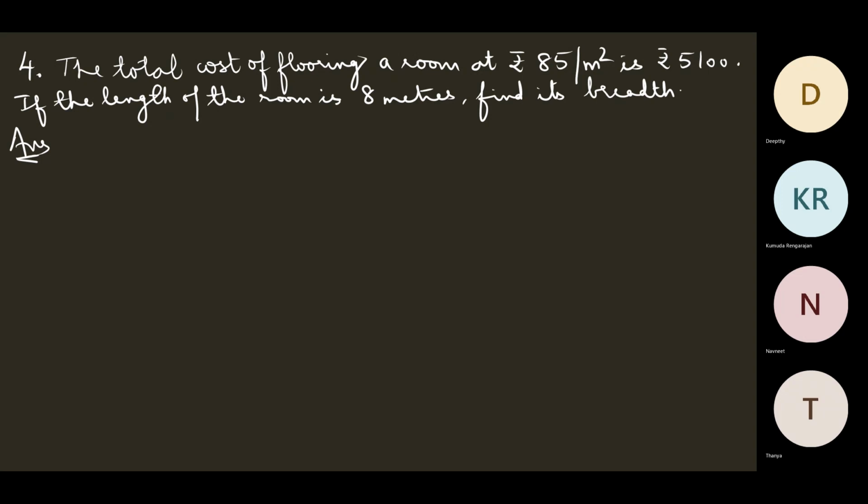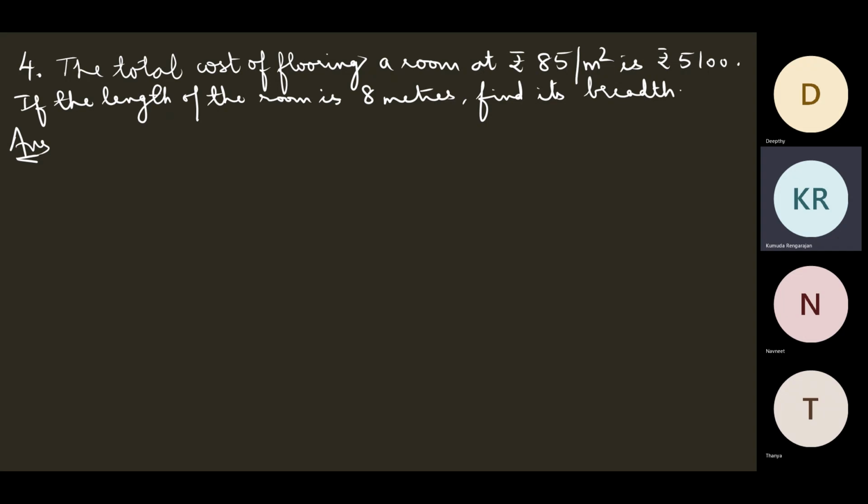So the total cost of flooring a room. Flooring is in the area portion. The total cost of flooring a room at rupees 85 per meter square is rupees 5,100. So you have spent 5,100 rupees to get the flooring done for a particular room at the rate of 85 rupees for 1 meter square. For 1 meter square, 85 rupees. For 2 meter square, 170 rupees.